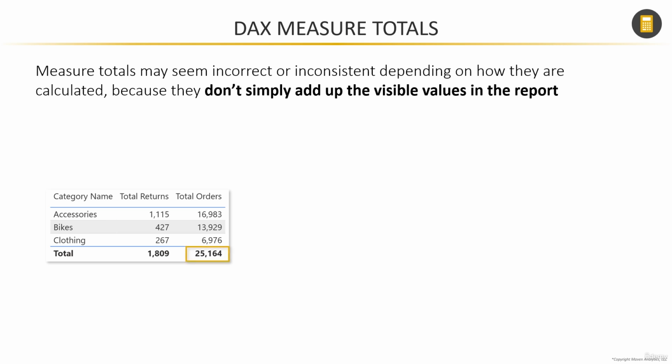By now, you've probably realized that this total orders column is a little bit strange because the total of 25,164 doesn't equal the sum of the component rows above it. In fact, if we were to add up all of the accessory orders, bike orders, and clothing orders, we'd end up with something closer to 38,000, not the 25,000 that we're seeing. So what's going on here?